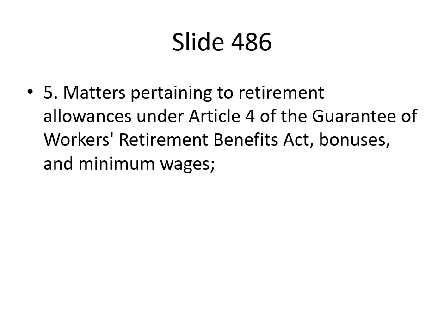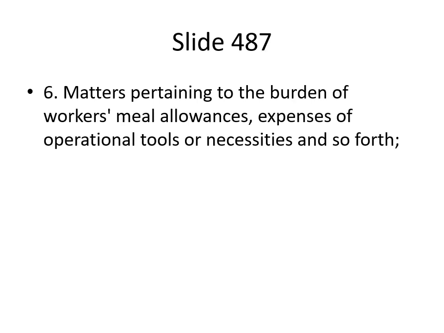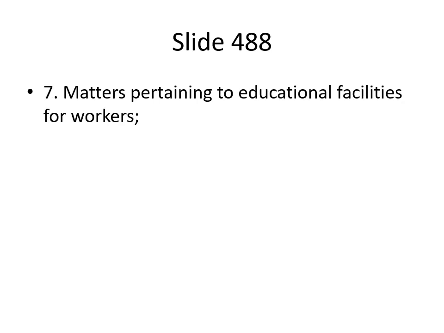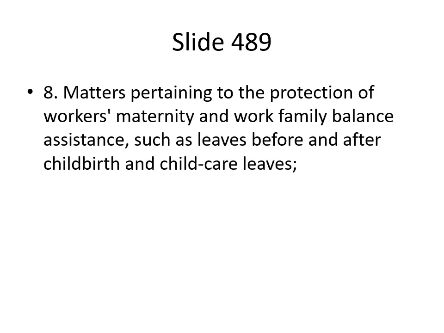5. Matters pertaining to retirement allowances under Article 4 of the Guarantee of Workers' Retirement Benefits Act, bonuses, and minimum wages. 6. Matters pertaining to the burden of workers' meal allowances, expenses of operational tools or necessities and so forth. 7. Matters pertaining to educational facilities for workers. 8. Matters pertaining to the protection of workers' maternity and work-family balance assistance, such as leaves before and after childbirth and child care leaves.